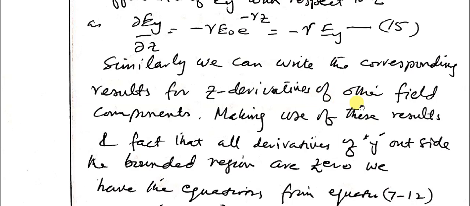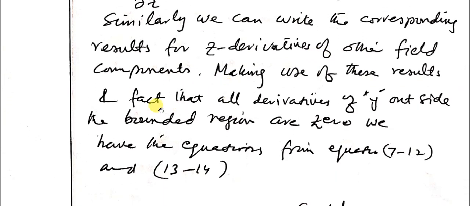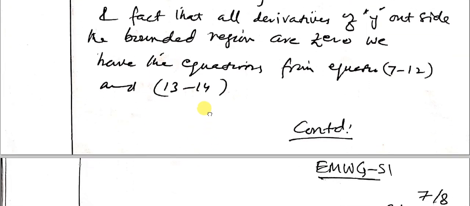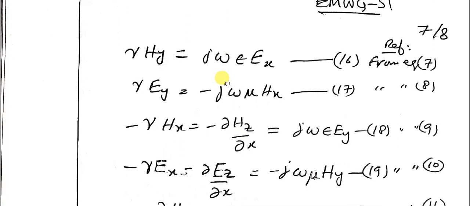Making use of these results and the fact that all derivatives with respect to y outside the boundary region are 0, we have the equations from equations 7 to 12 and 13, 14. You go back and see those. The following conclusions are the results. Gamma Hy is equal to j omega epsilon Ex, equation number 16. This is obtained from equation number 7. Gamma Ey is equal to minus j omega mu Hx, from equation number 8. This is equation number 17.